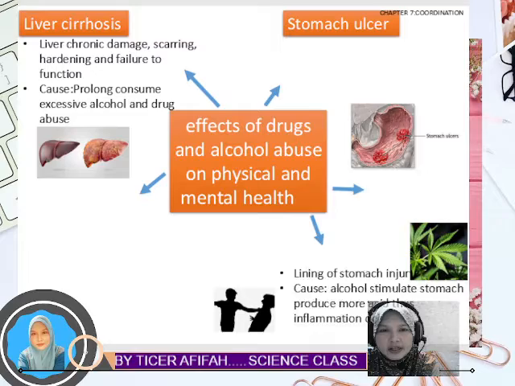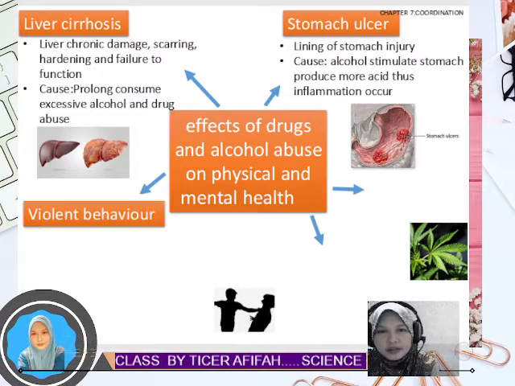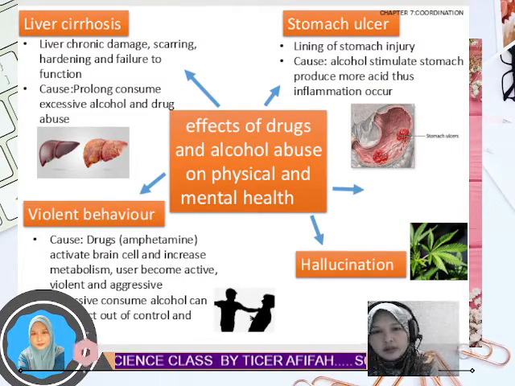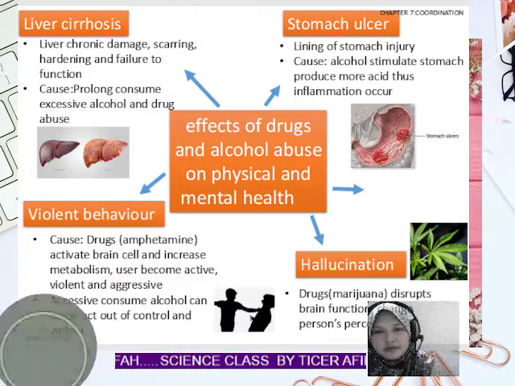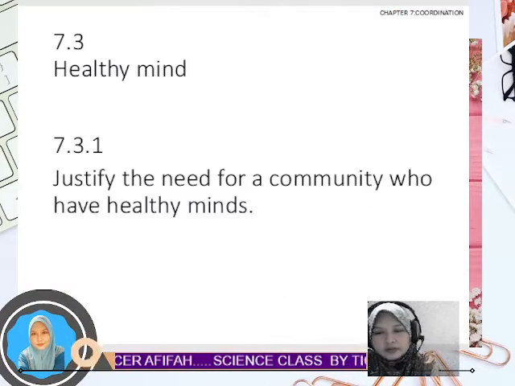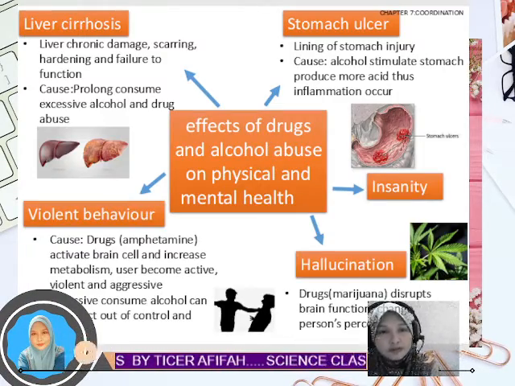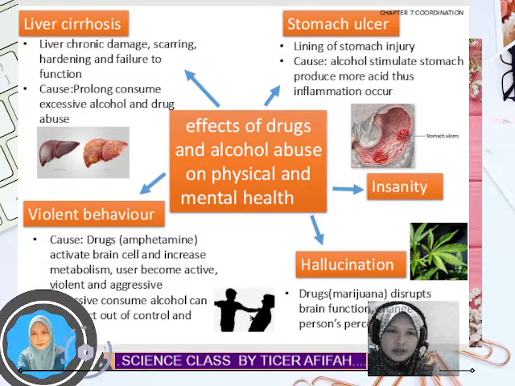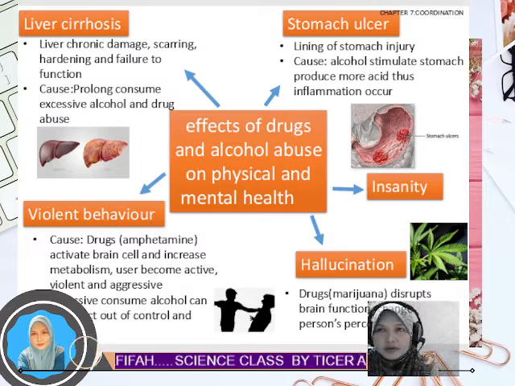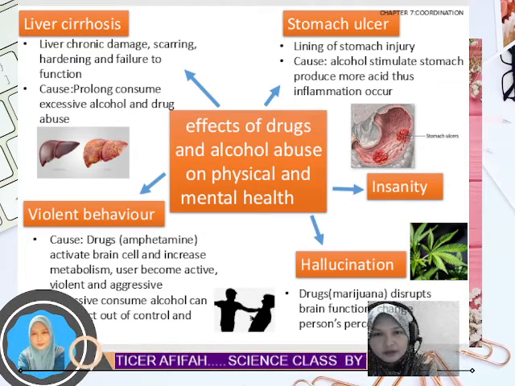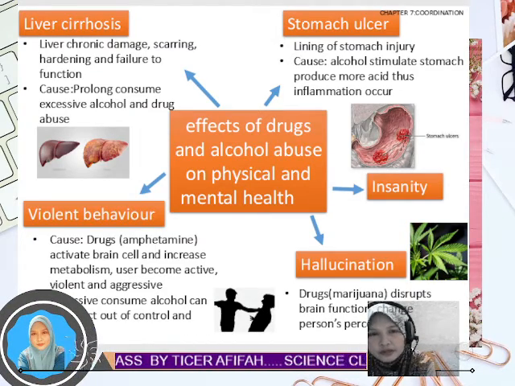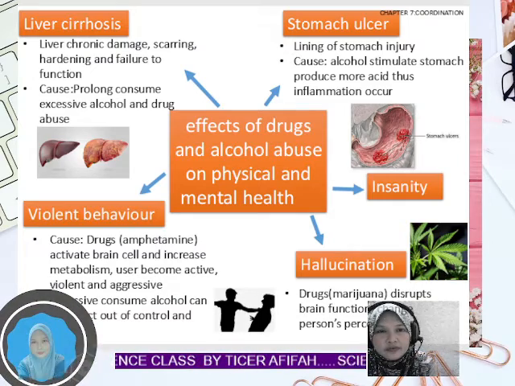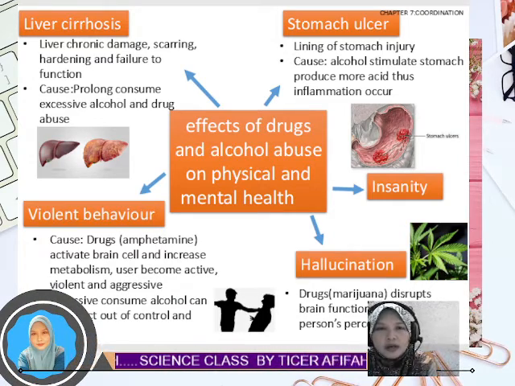Right, the effect of drugs and alcohol abuse on physical and mental health. We have 4 in your textbook. Here we have 5. First, the physical effects of drugs and alcohol abuse are liver cirrhosis and stomach ulcer.